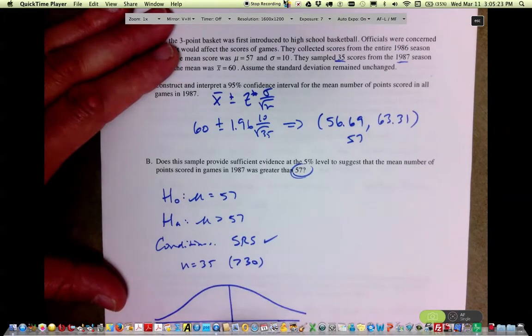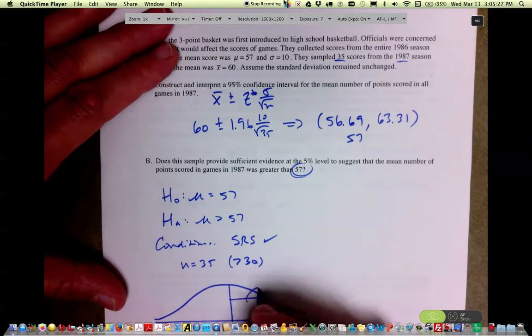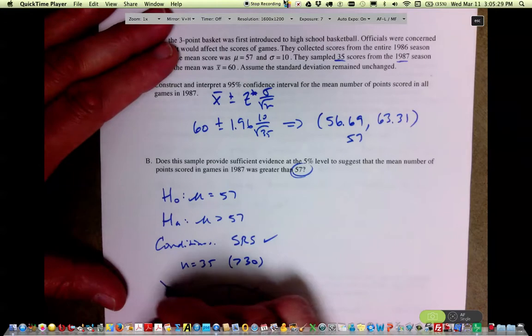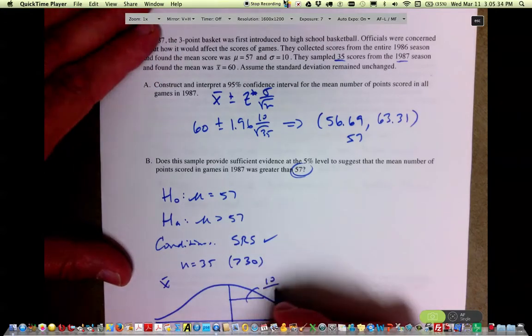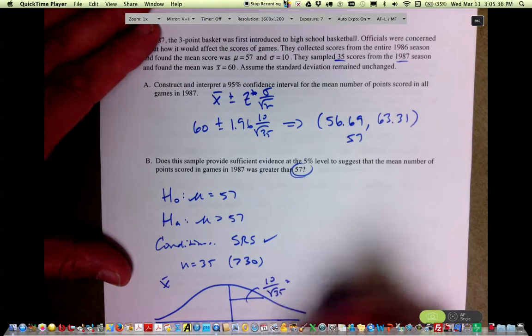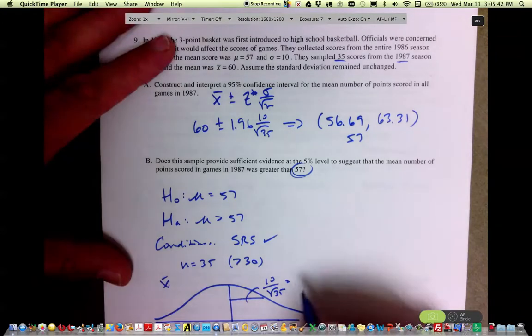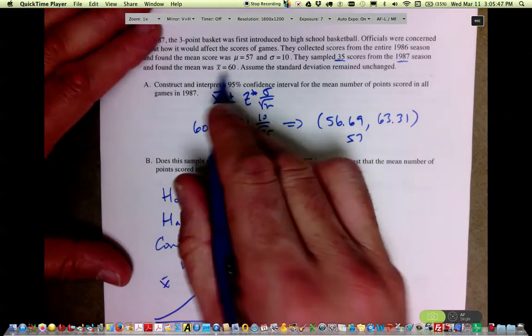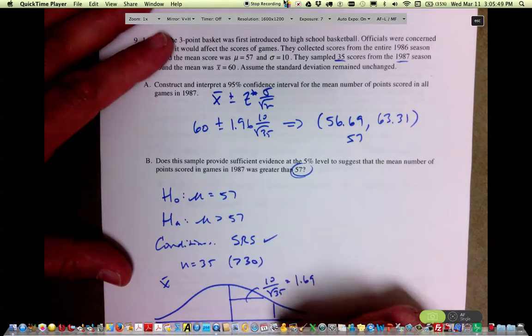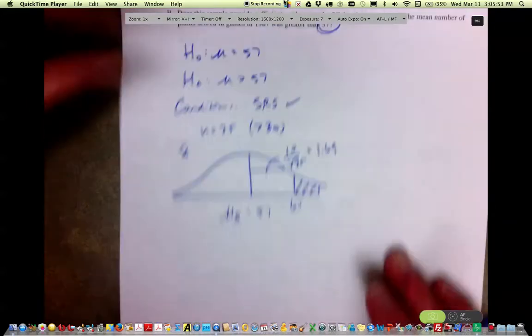And we're saying that the mean for this distribution is going to be 57. The standard deviation for this, now again we're talking about means, is going to be equal to 10 divided by the square root of 35. So 10 divided by square root 35 gives us 1.69. Our sample mean was 60, and we want to know what's the probability that we're going to get a sample mean of 60 or more.